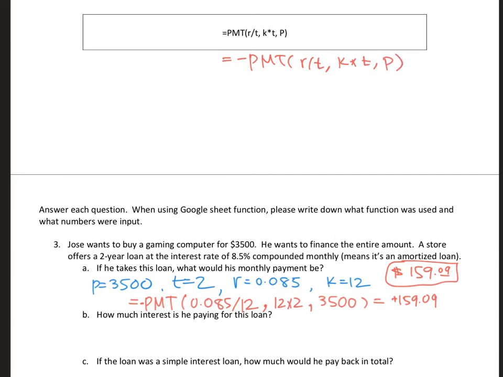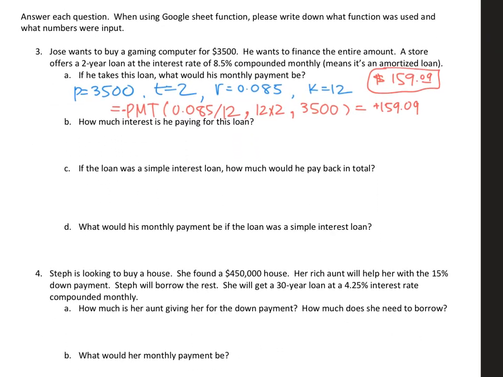Okay. Let's look at the second question here. How much interest is he paying for this loan? Again, there's no formula. Basically, interest is, when you borrow money, you end up paying more than what you borrow. So here, I'm going to calculate total payment. He's paying $159.09 per month for 2 years, right? So let's talk about how much he's paying total. 159.09 times 12 times 2, because he's making 12 payments a year for 2 years. So this is the total that he's going to pay back.